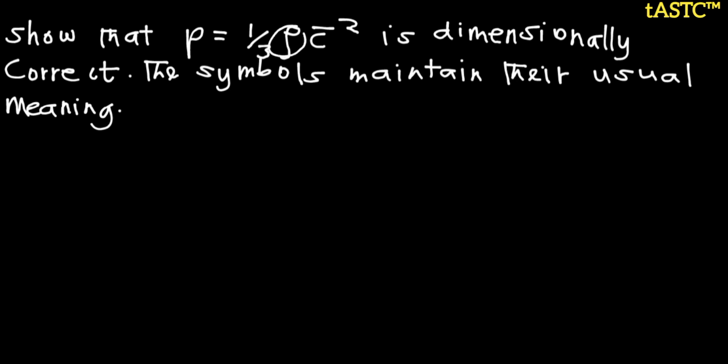Now we have this symbol. This symbol stands for the density of the gas. Now see here, that stands for the velocity of the motion of the gas. So we need to show that this formula is correct. And the symbols will maintain their usual meaning. So we have all these symbols being exactly what you know them to be initially.